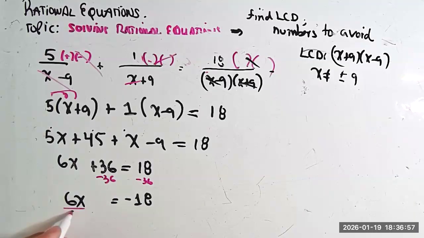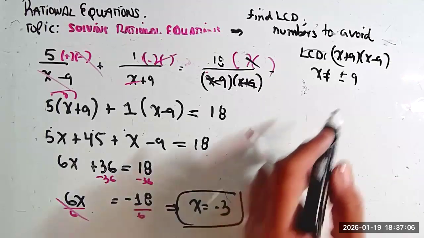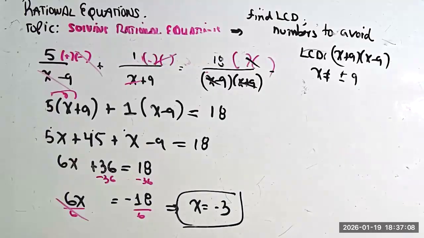We divide by 6. So x equals negative 3, which we accept because we had to reject positive 9 or negative 9. So this is a good one. Okay, let's try 2 more.